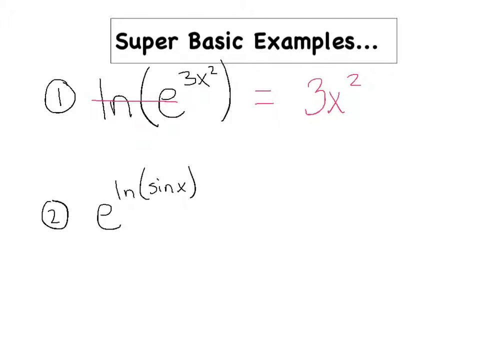And then on our second one, again, the e is in direct contact with the natural log. They cancel each other out, and that expression is equivalent to simply the sine of x. Again, that's it, and that's what we would consider the simplified version of those expressions.